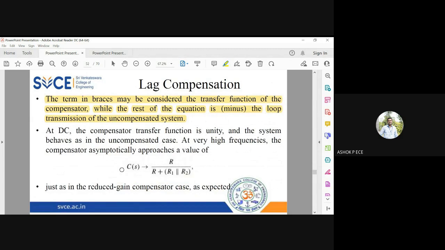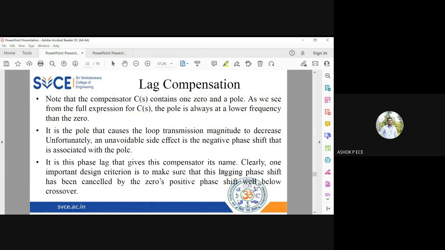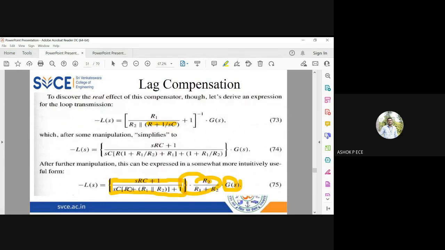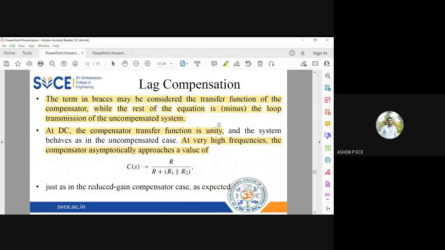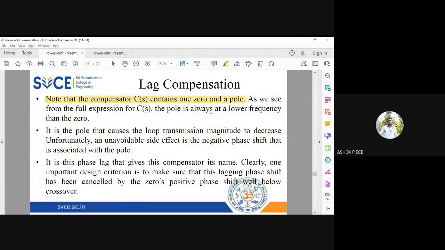system. Okay, so at DC, the transfer function is unity, because the capacitor will be open circuited, and at high frequency, the transfer function will become purely resistive, because the capacitor is going to be short circuited. That is lead compensation, lag compensation. So C of s will contain 1 zero and 1 pole. See this equation, I have 1 zero and 1 pole, and the pole is always at a lower frequency than the zero.